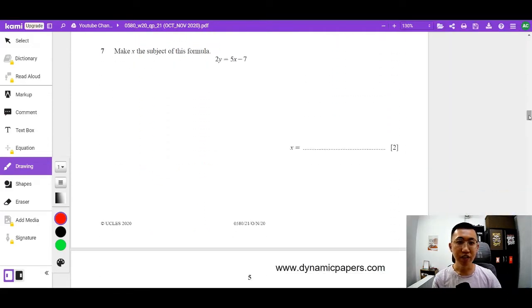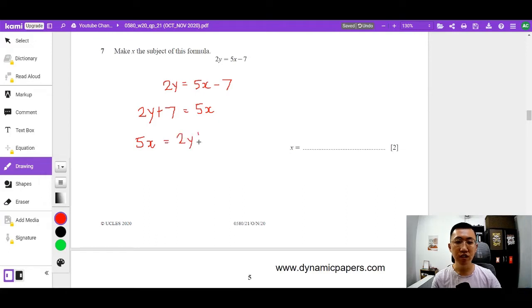Question 7. Make x the subject of this formula. So let me write it down first. 2y equals to 5x minus 7. Okay, so minus 7 bring towards this side to become a plus. 5x remain on the right first. Okay, now subject always put on the left hand side. So how to make this on the left? You rewrite on the left. This whole thing you rewrite on the right hand side.